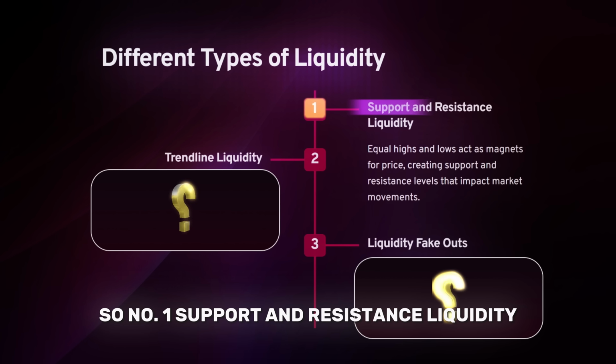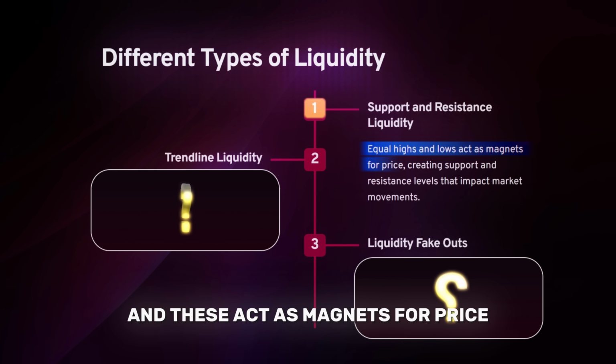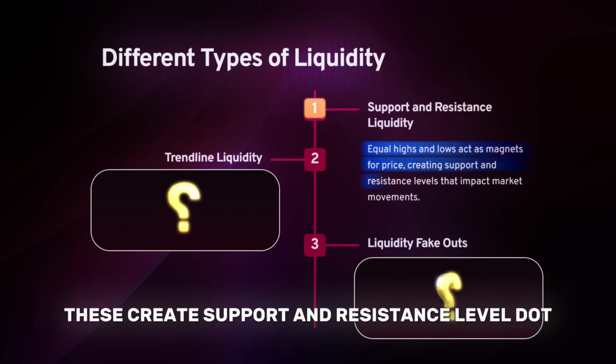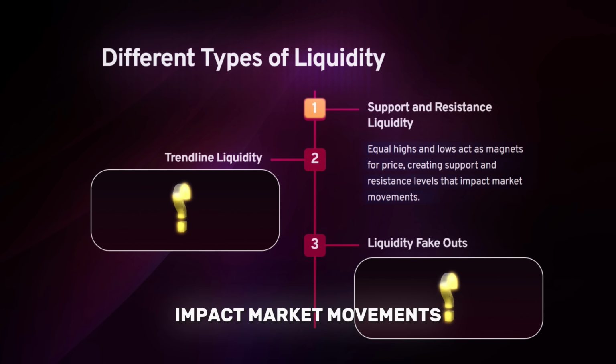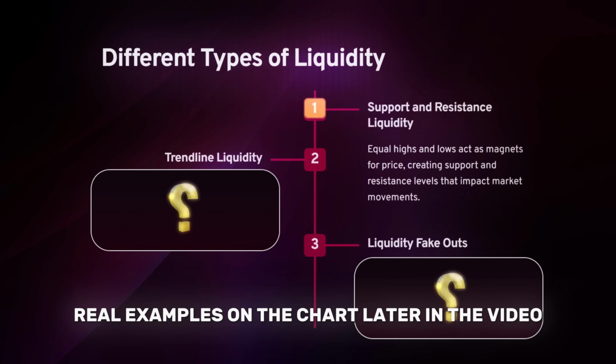So number one, support and resistance liquidity. This liquidity occurs when there's equal highs and lows, and these act as magnets for price. These create support and resistance levels that impact market movements. We'll talk more about this when we see real examples on the chart later in the video.